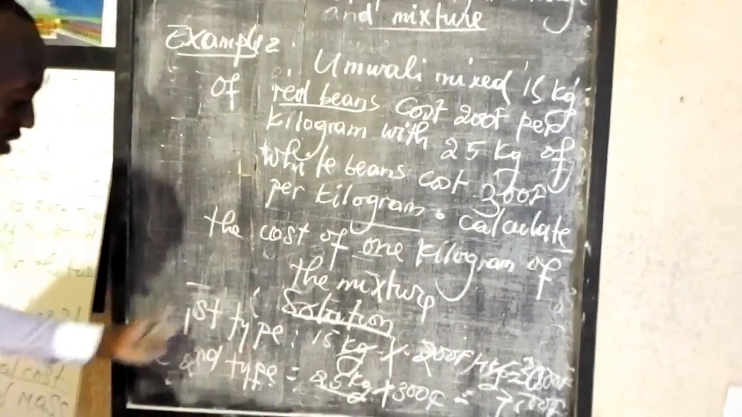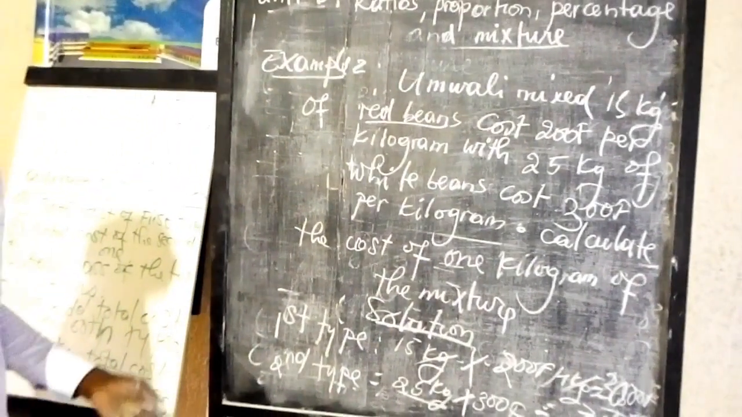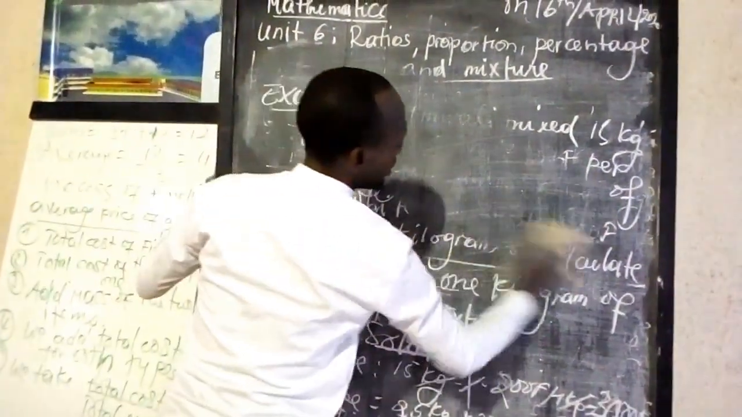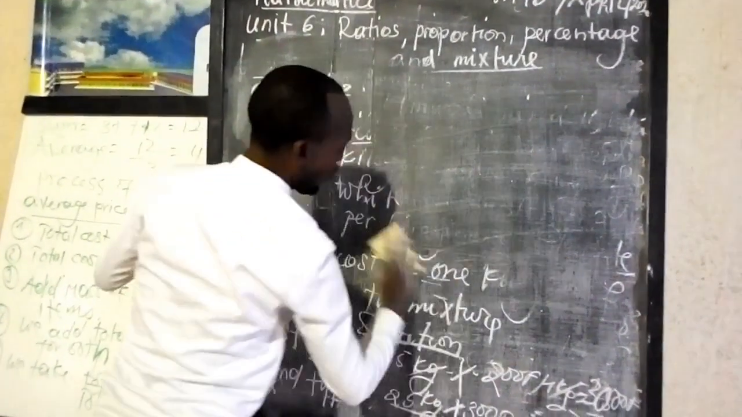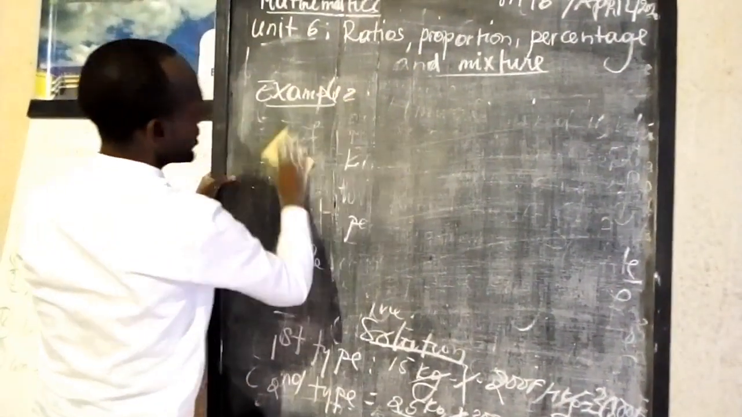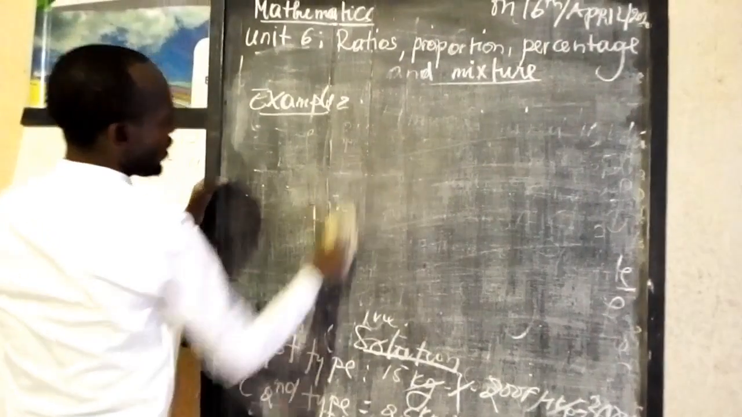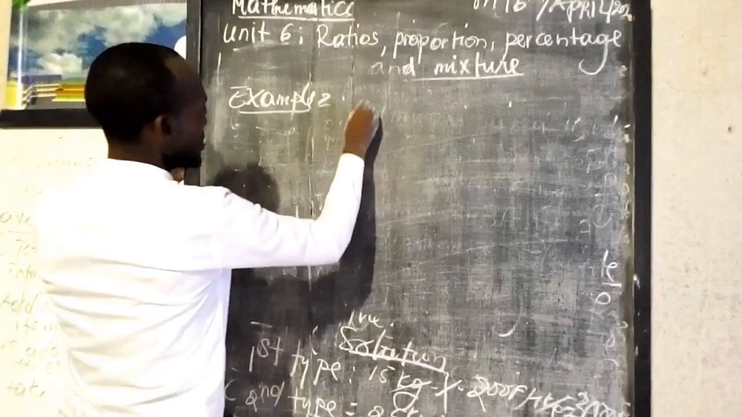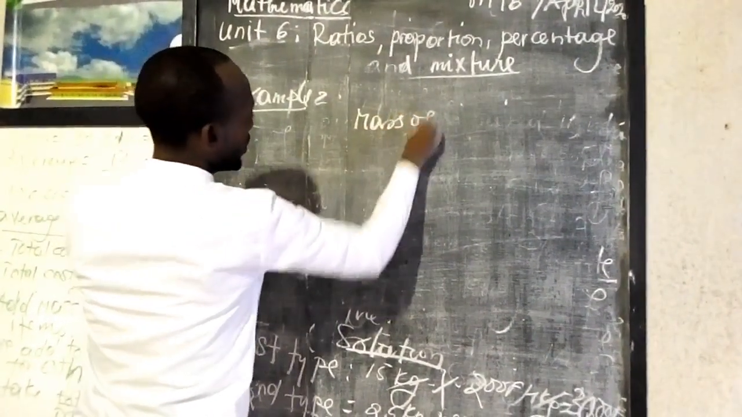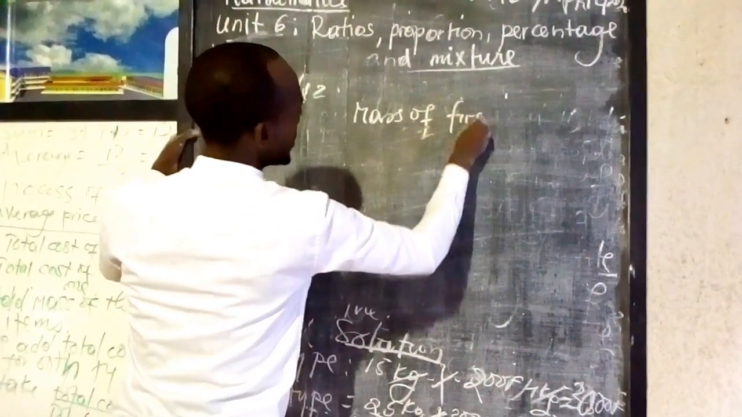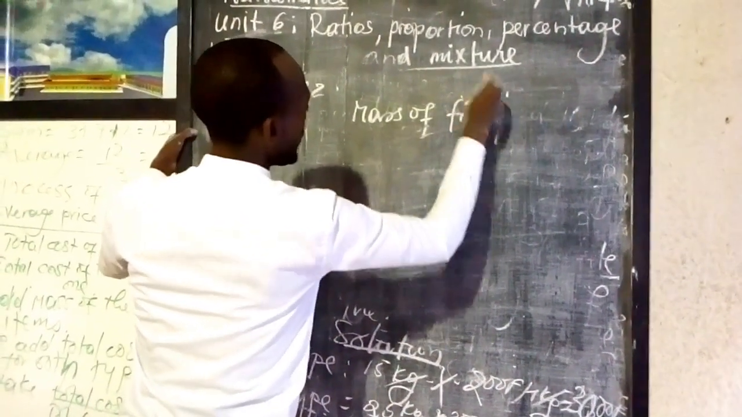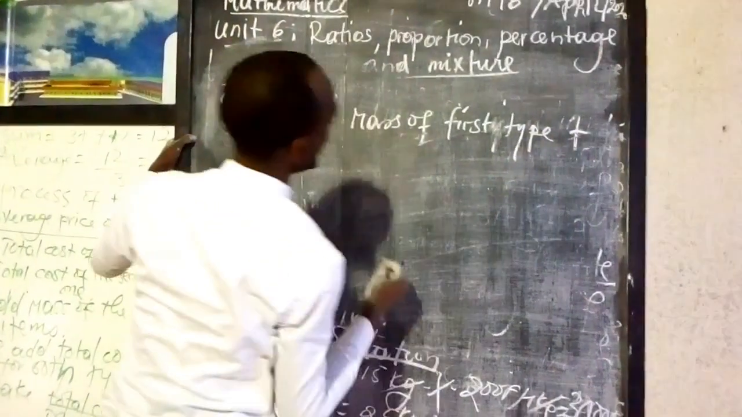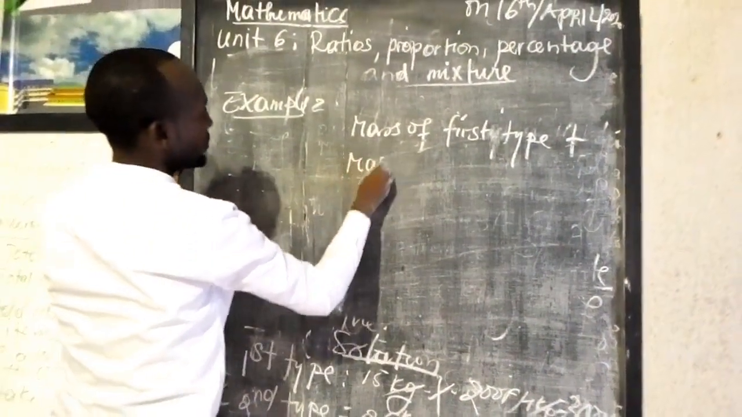And then after doing the first type and the second type, what are we going to do? To find the total mass of the mixture, we are going to see what is the weight of the mixed beans. So we find that the weight of the mixed beans is the mass of the first type plus the mass of the second.